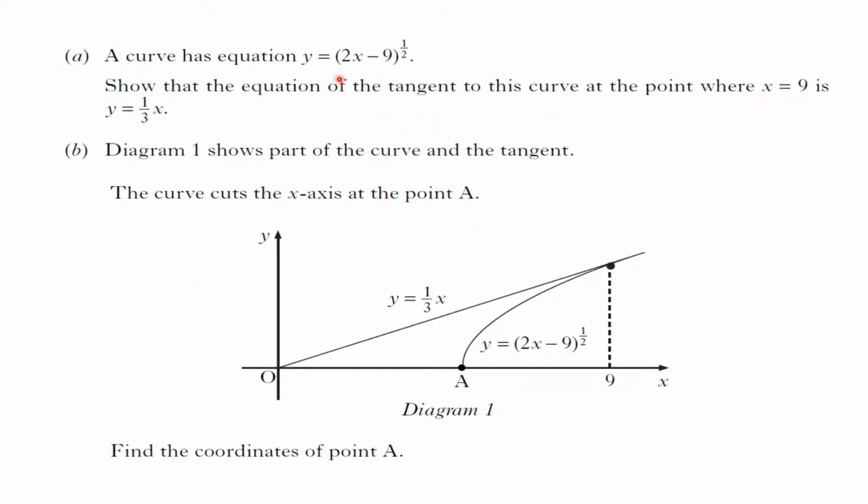A curve has equation y = (2x - 9)^(1/2). Show that the equation of the tangent to this curve at the point where x = 9 is y = (1/3)x. So this is the question for part A. For this example, part A is application of differentiation and part B is application of integration, where you have to find A, and then part C requires you to find the area.